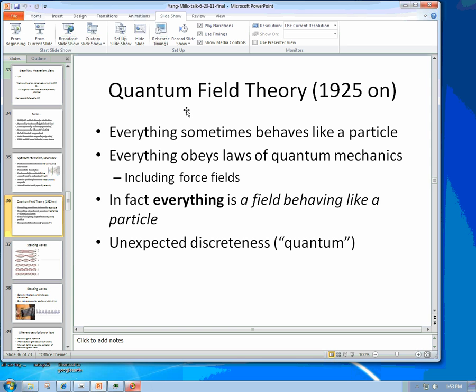And that's an incredibly important thing. That's everything you can imagine, everything in the universe, including you, all the pieces of you, that's a field behaving like a particle. Now I'm going to explain a little bit about what that means. And in particular, the whole thing about quantum mechanics is the appearance of unexpected discreteness everywhere.